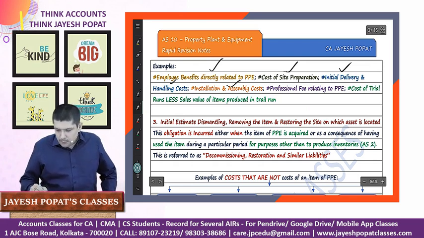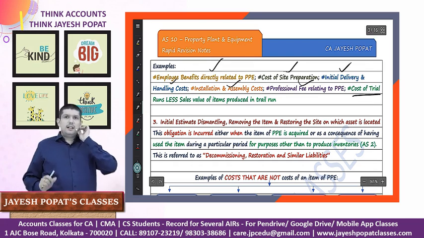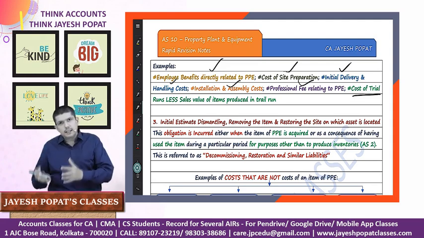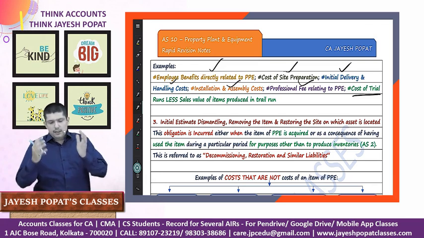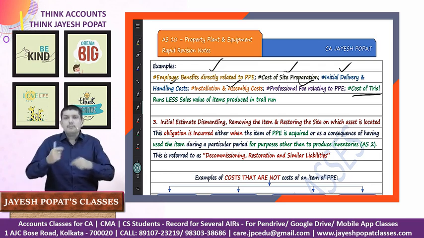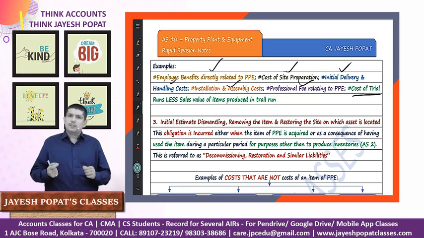Installation and assembly cost, professional fee in relation to PP, cost of trial run. See, what is trial run? Once you, let's say, install a plant and machinery, just to check whether that plant and machinery is operating in the manner intended or not, you do a trial run, right? So the cost of trial run has to be capitalized to the cost of the asset, but there will be some production which will be generated out of this trial run.